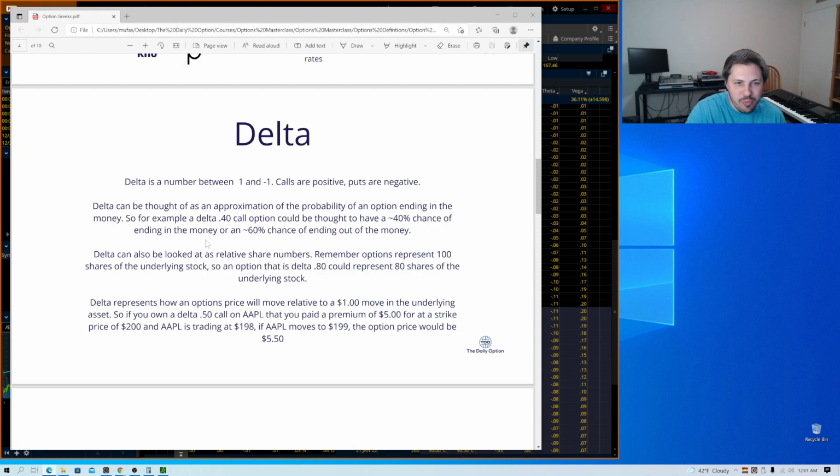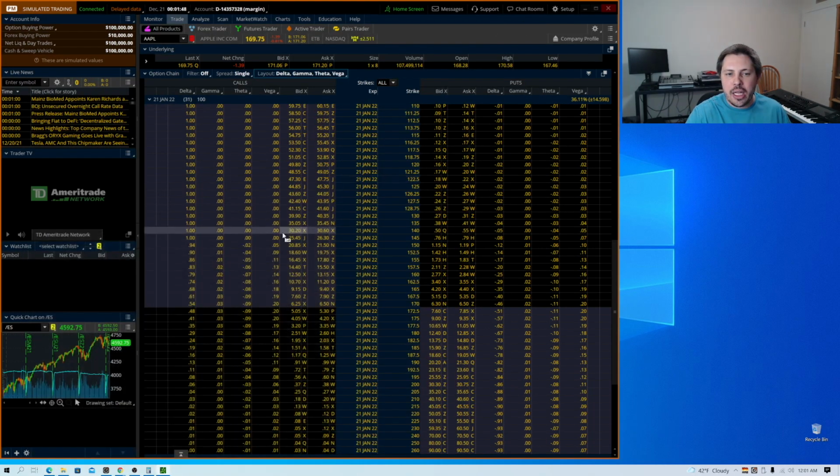Now, delta can also be looked at as the relative share numbers. Remember that option contracts on stocks represent 100 shares of the underlying stock. So an option that has a delta of 80 could represent 80 shares of the underlying stock. And this is easily represented by looking at this option chain, and again, looking at this 175 call, and we look at this 41 delta here. And this could represent 41 shares of the underlying stock.